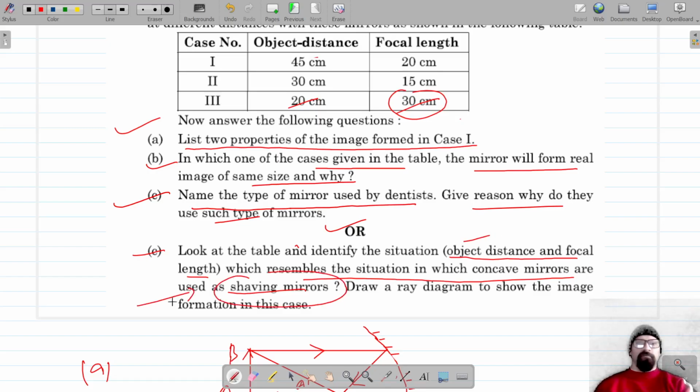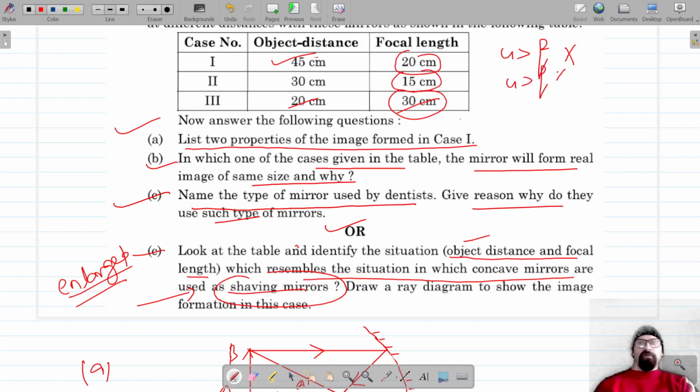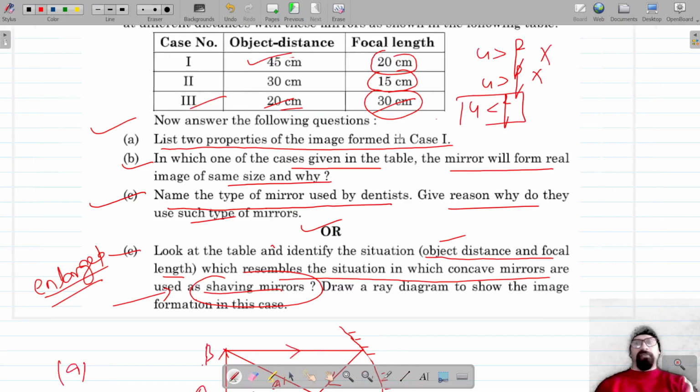For shaving mirrors, we should see the enlarged image of the face to get a close shave. So an enlarged image is formed only when the object distance is within the range of the focal length. So here the focal length is 20, and the object distance is greater, so u is greater than f. So this cannot be the case. Here also the object distance is greater than the focal length. This cannot be the case because the object has to be within the focal length. So in this case, the object distance is less than the focal length. So this is the case, the third one.